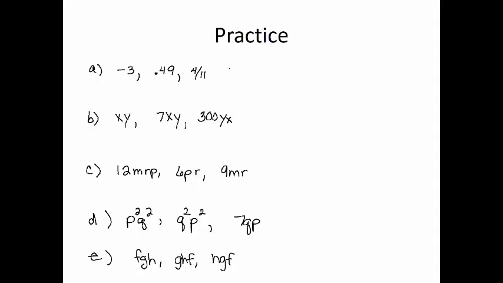Alright, so for A, these are like terms because they're all numbers. For B, we have an xy, 7xy, and 300yx. Even though the order switched, it is still an x and a y. So these are like terms.